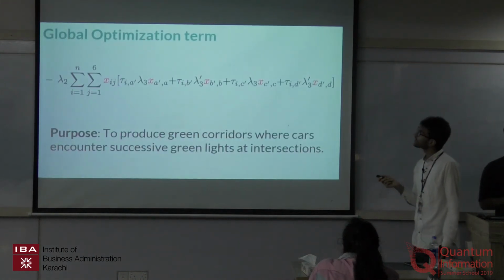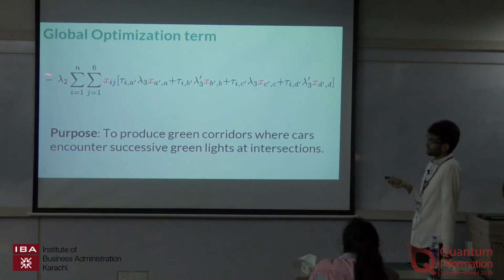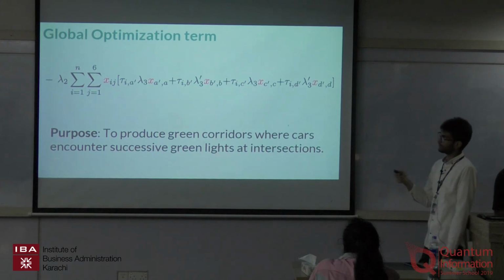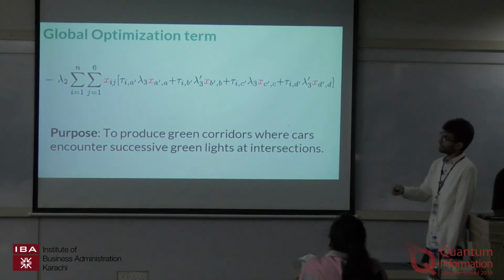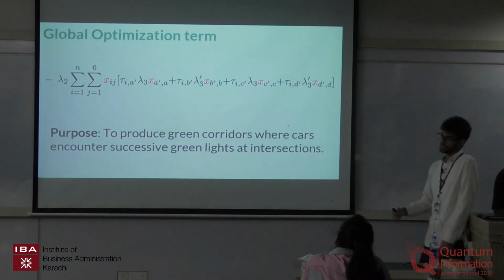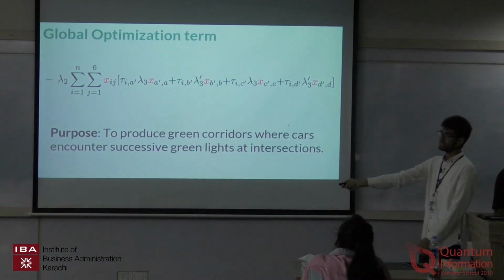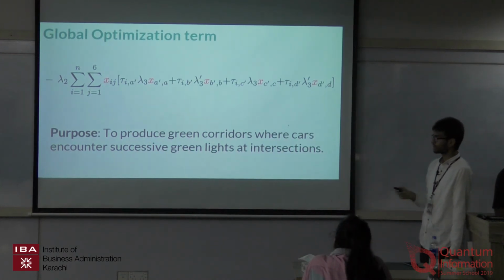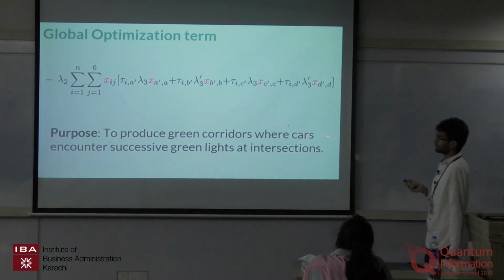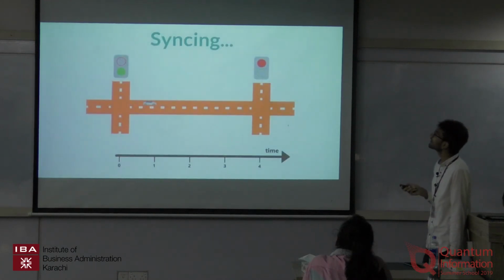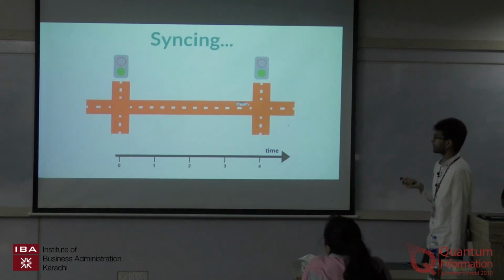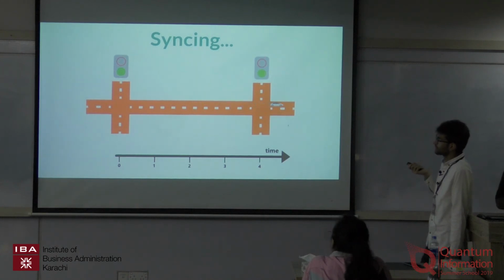Now let's look at the second term in our cost function. This is the global optimization term. The goal of this term is to try to have the cars in such a way that when they pass one intersection, by the time they reach the next intersection, the light over there would probably be green. So they don't have to stop, and the flow of the traffic is maintained. This is the purpose of this cost function. Let's go through this. This is the syncing that I was talking about. Basically, you have a car that starts from here. By the time it reaches close to the signal, it will turn green, so it doesn't have to stop, ideally.